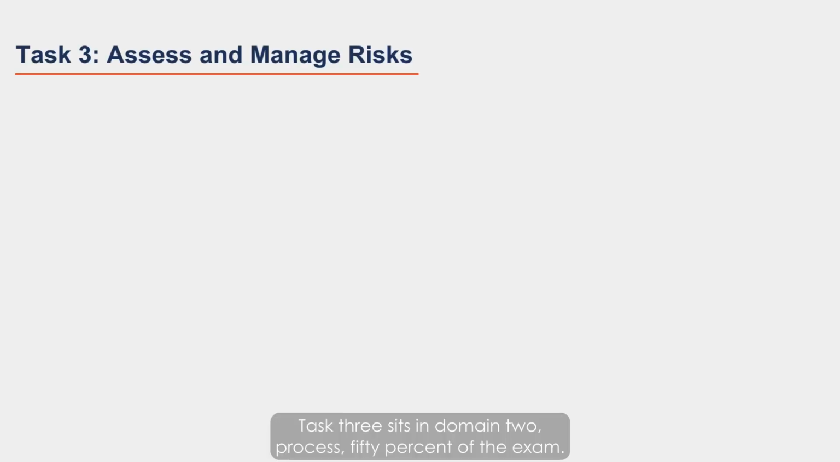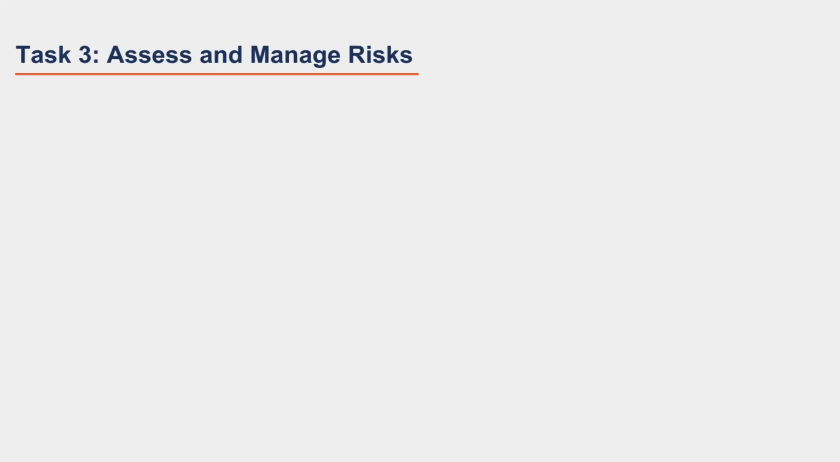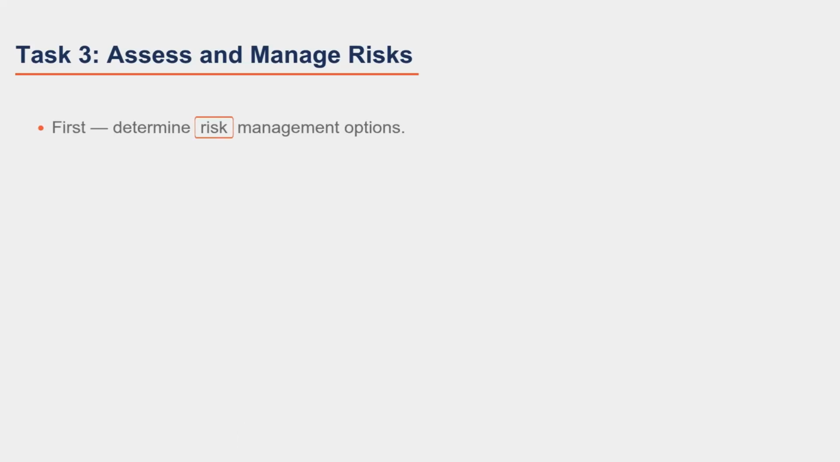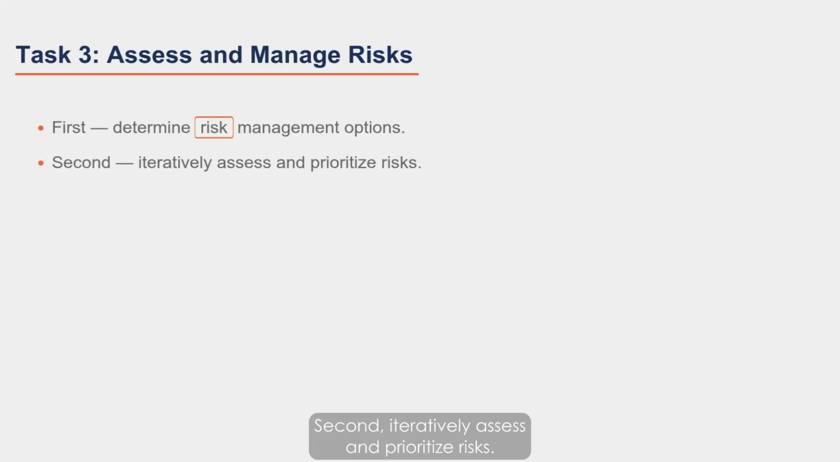Process, 50% of the exam. The task statement is, assess and manage risks. There are 6 enablers. First, determine risk management options. Second, iteratively assess and prioritize risks.